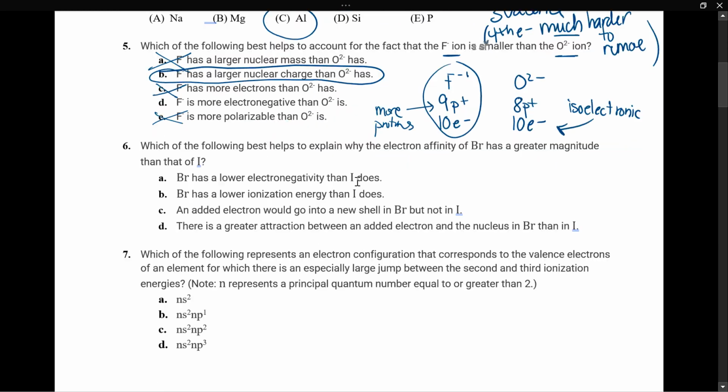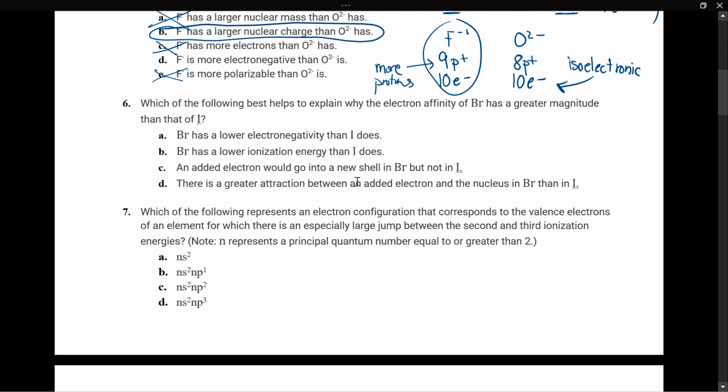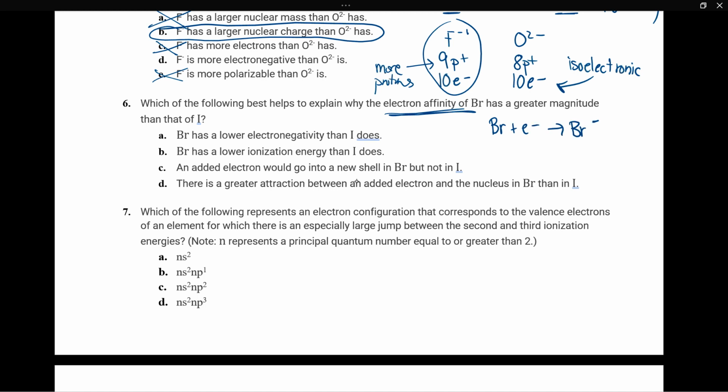Which of the following explains why the electron affinity of Br is greater than iodine? So electron affinity, remember, is the one that's kind of opposite of the ionization energy. Electron affinity is the energy to add an electron. So if bromine has a greater electron affinity, greater magnitude, than iodine, that means that bromine seems to have a greater attraction for electrons than iodine.